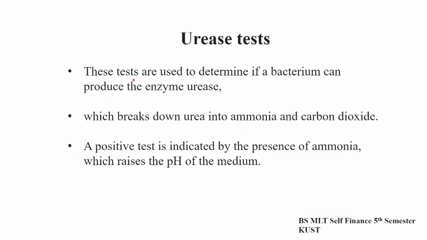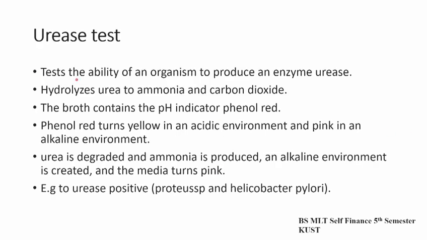Urease test. The urease test is used to determine if a bacterium can produce the enzyme urease, which breaks down urea into ammonia and carbon dioxide. A positive test is indicated by the presence of ammonia, which raises the pH of the medium. You test the ability of an organism to produce the enzyme urease, which hydrolyzes urea to ammonia and carbon dioxide.